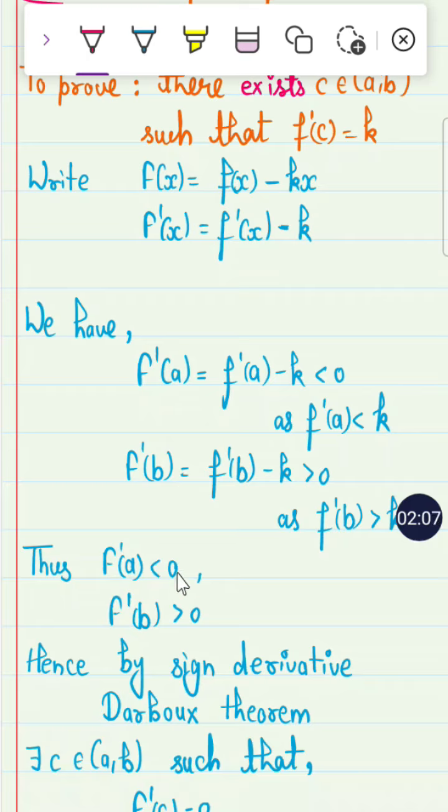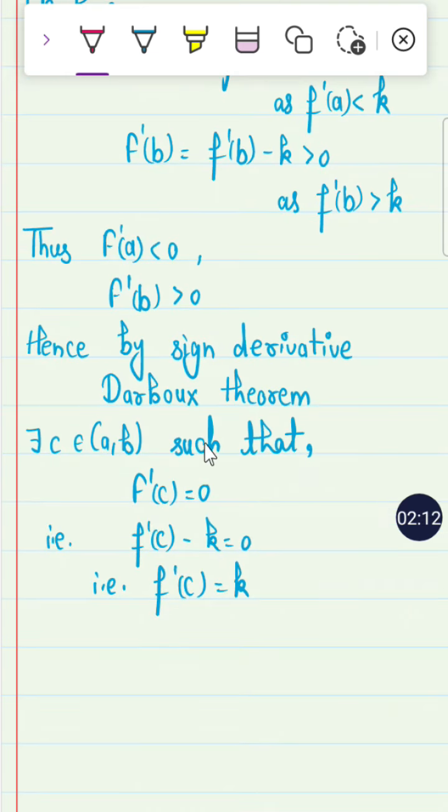So capital F dash a is less than 0, and capital F dash b is greater than 0. By the Darboux theorem, there exists c in the open interval such that capital F dash c equals 0, and this implies that small f dash c minus k equals 0, and this gives that the derivative of the function takes the value k.